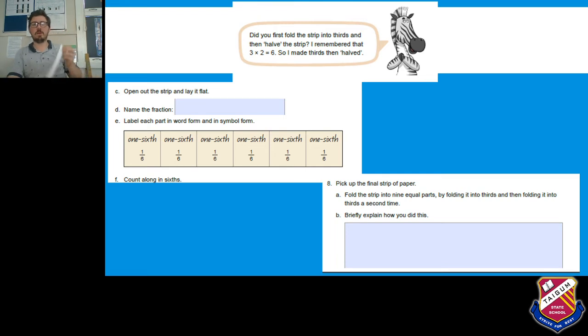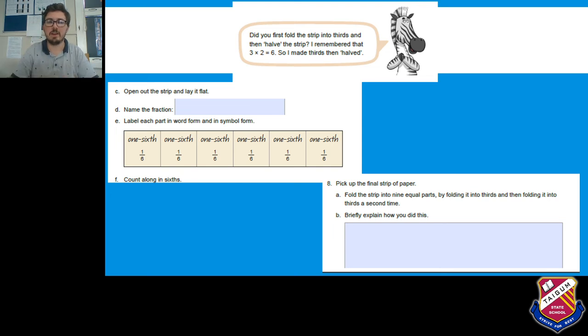Okay, pick up your final piece of paper, fold the strip into 9 equal parts, fold it into thirds, then fold it into thirds again. This is probably going to be the trickiest one. So I'm going to fold it into thirds, like so, like that. Then I'm going to fold it into thirds again. It's quite tricky. I really got to make sure they're all as equal as I possibly can, and then I do it into thirds again.